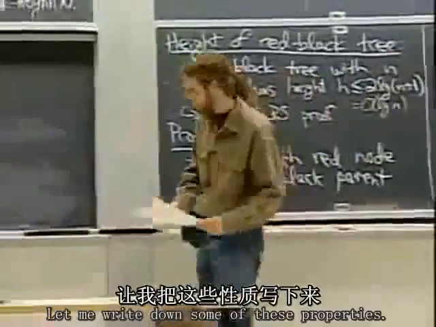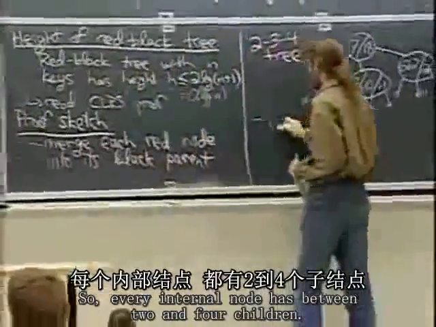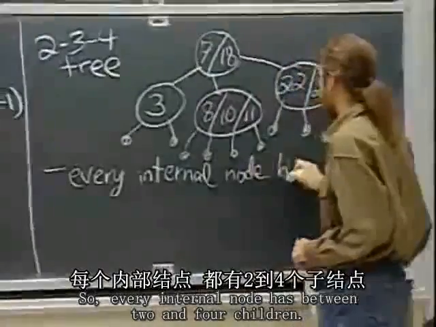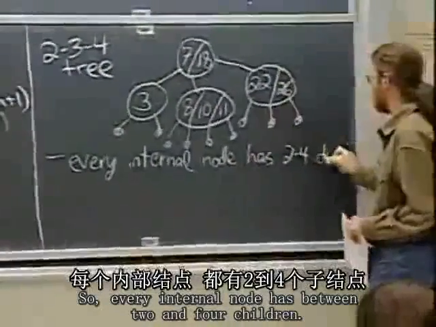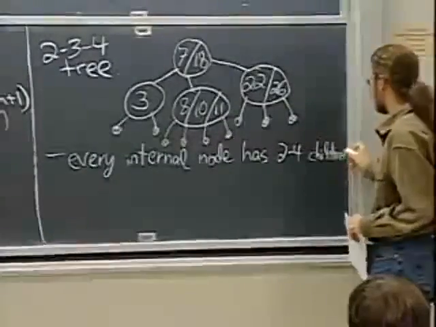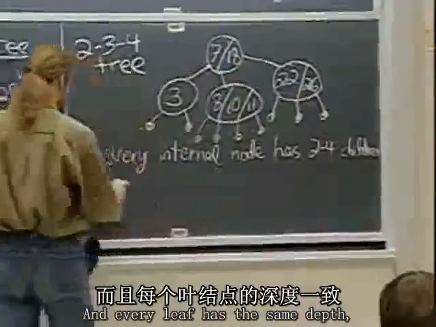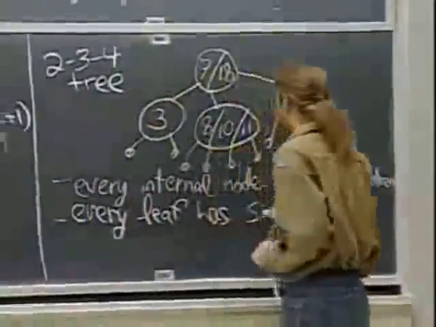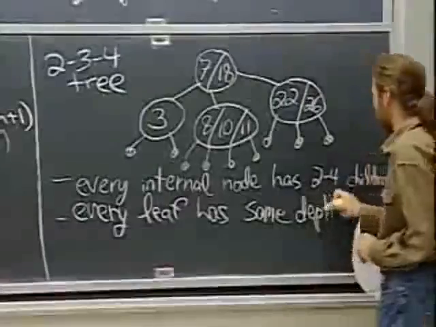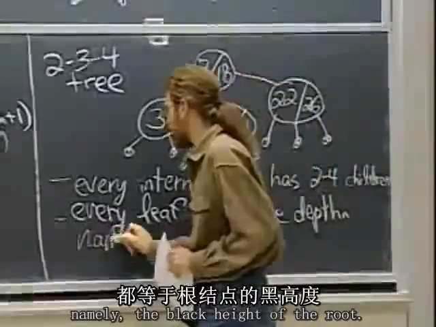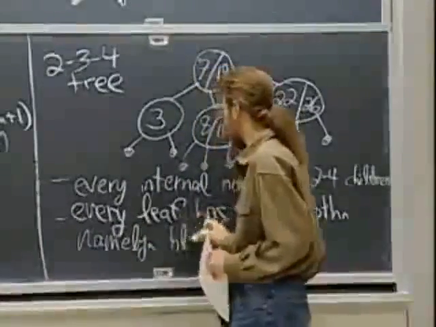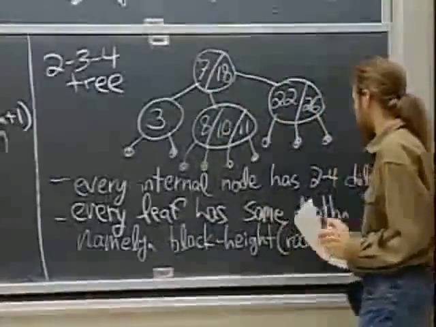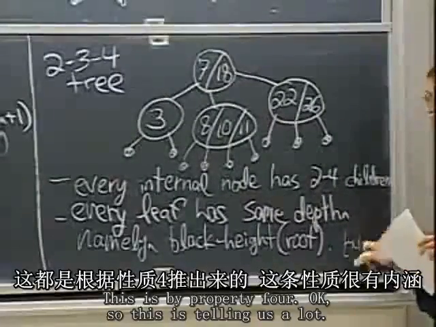Let me write down some of these properties. So every internal node has between 2 and 4 children, and every leaf has the same depth, namely, the black height of the root. This is by property 4.